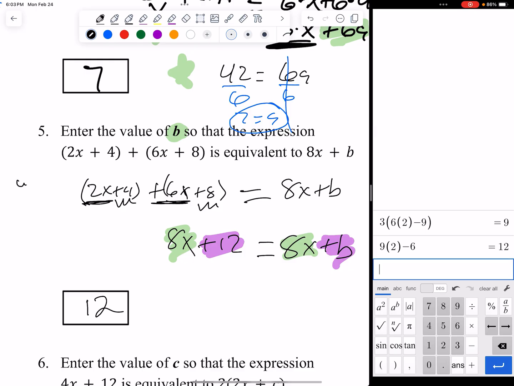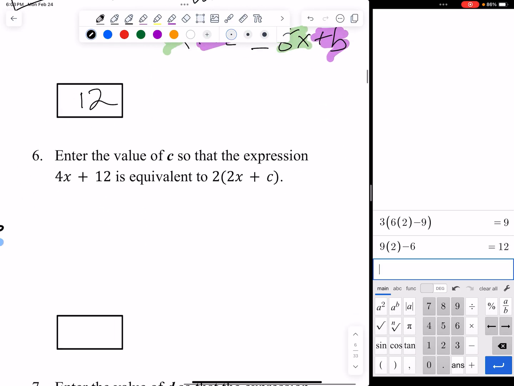So all you got to do is work it out, okay? Don't overthink it. Just do what you know what to do, right? If you see parentheses, distribute. If you see a bunch of terms, add and subtract them by combining like terms. All right, here's another one.